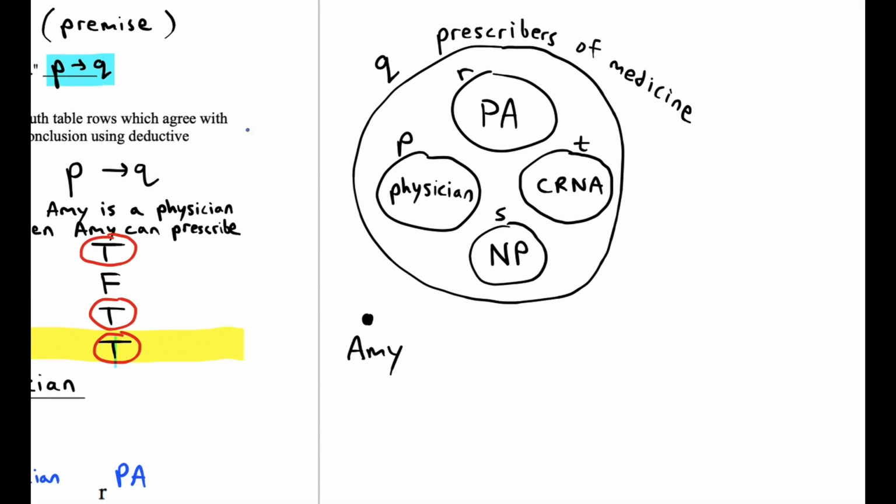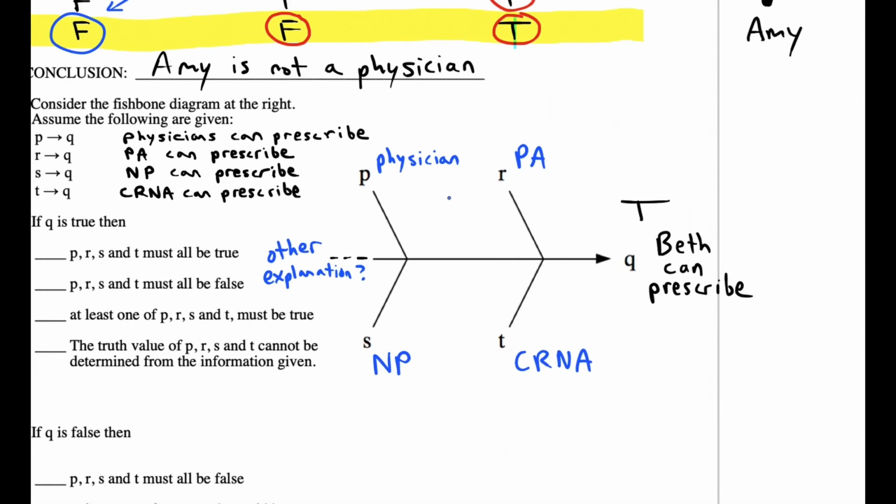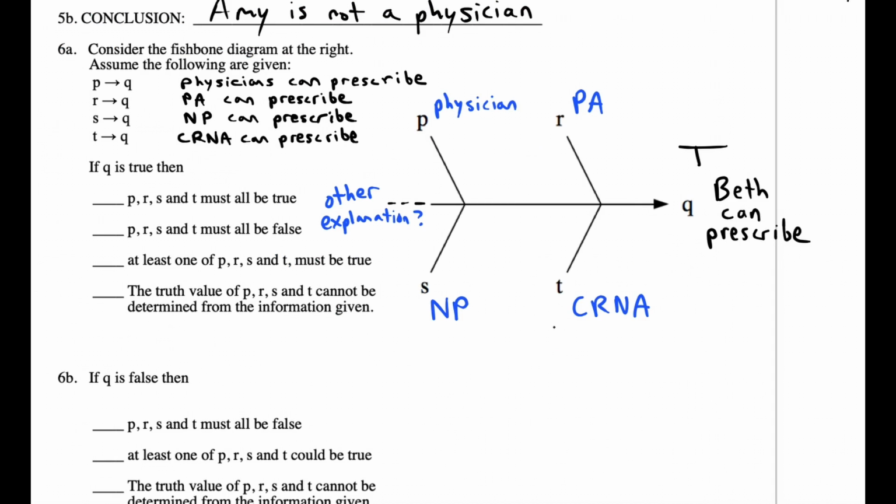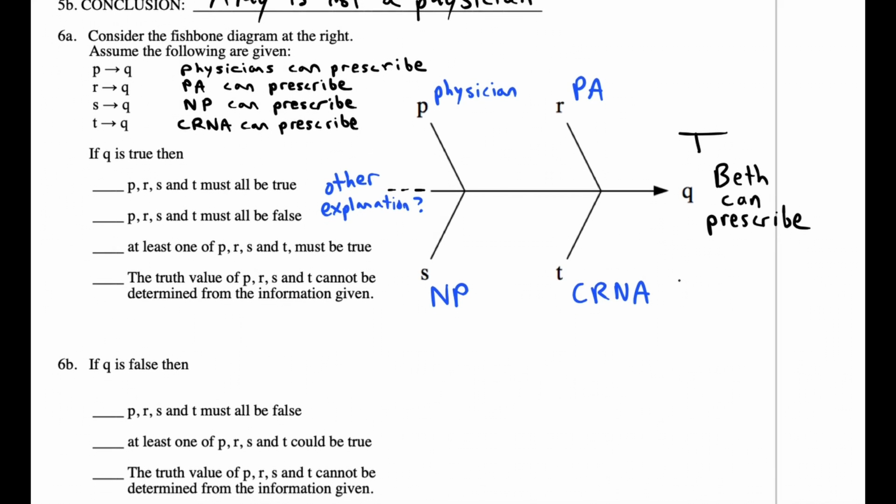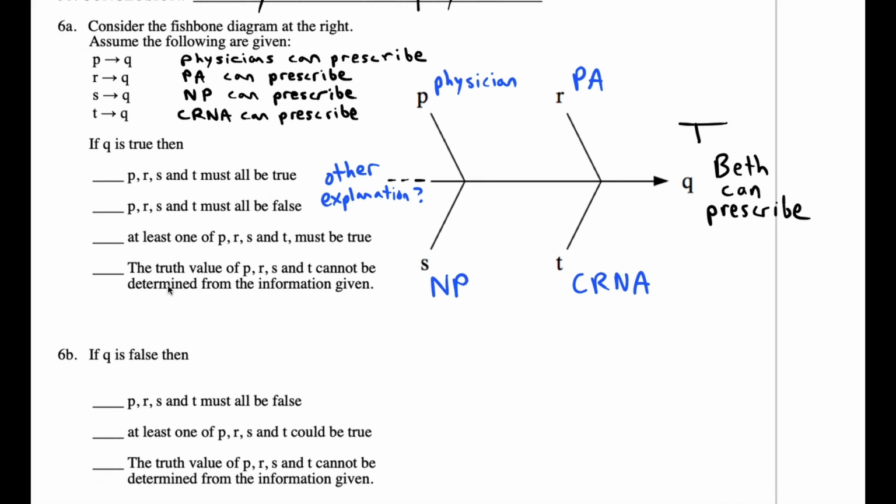So, where would the other go? That would be somewhere not in those 4 bubbles, but still in a place where you could meet the criteria of prescribing medicine some other way, maybe through some job I didn't mention. So, we want to examine the choices here and decide which one's correct. And you can use Beth as an example, just like a thought experiment. If Beth can prescribe, which of these is right? I'll let you look at them for just a second.